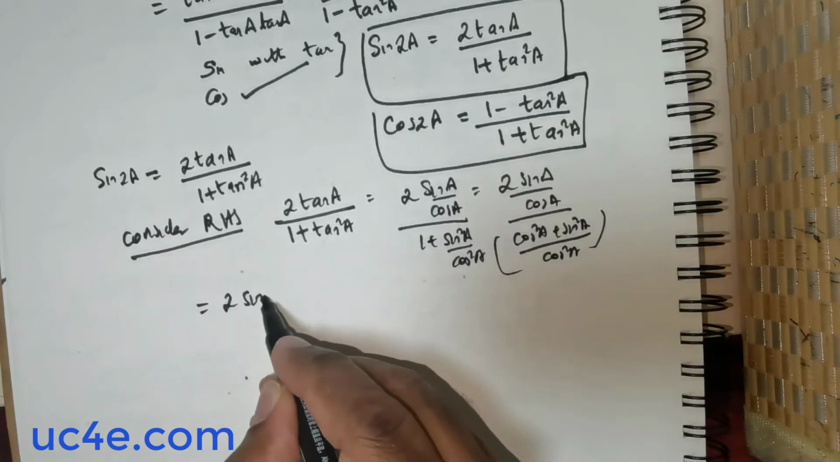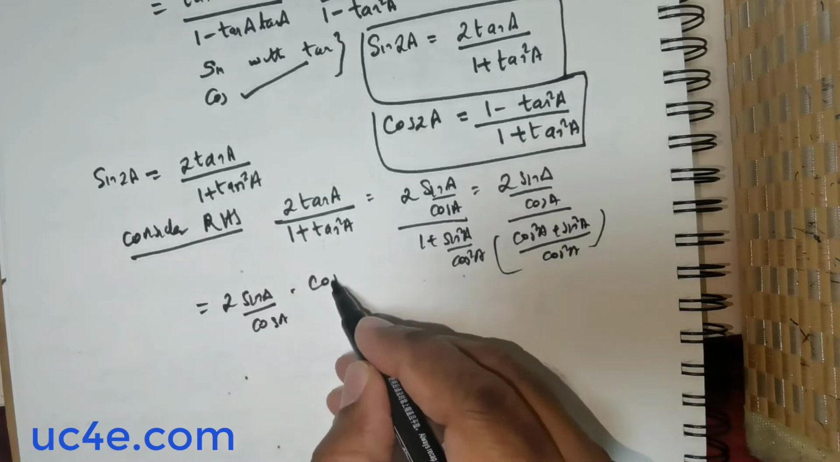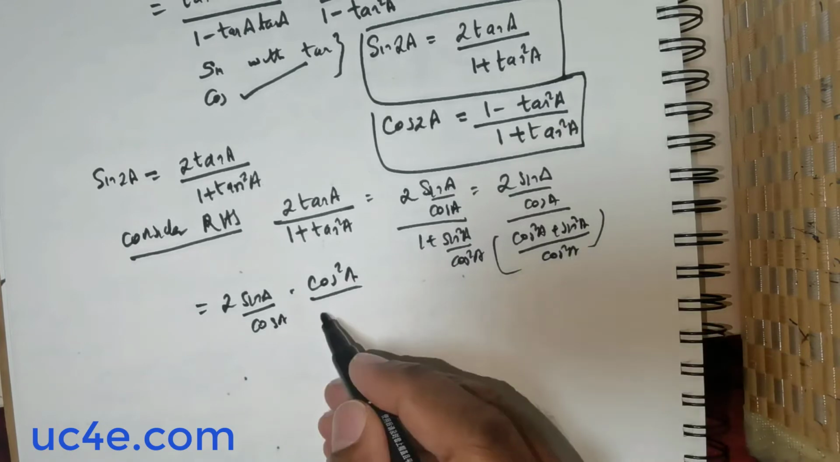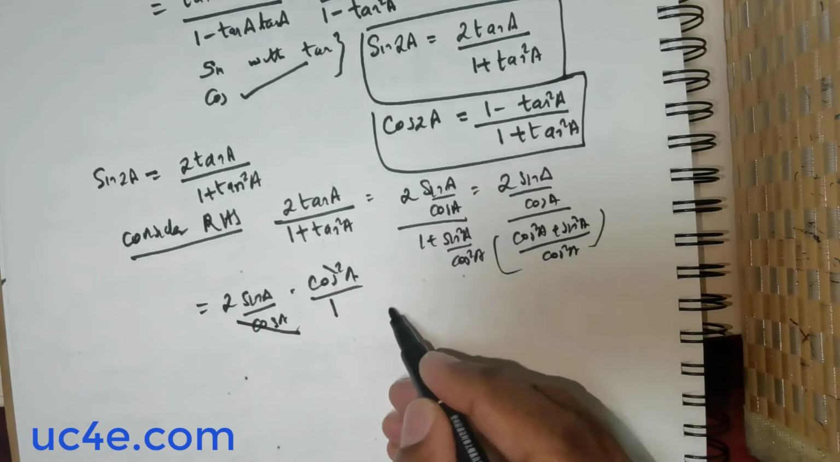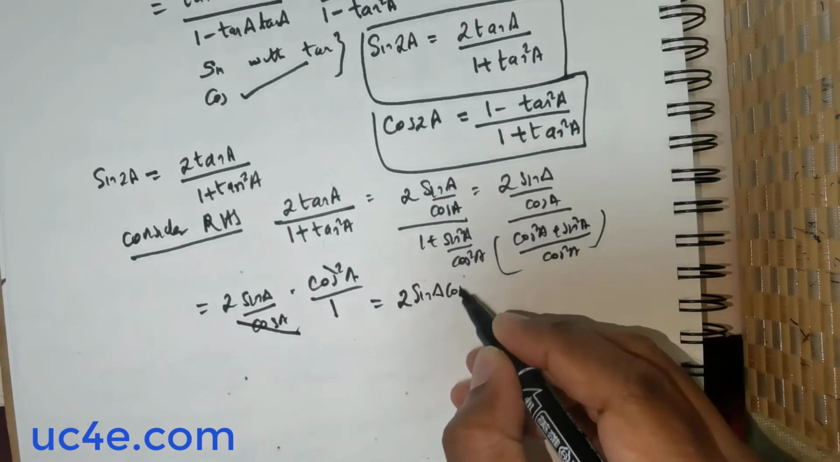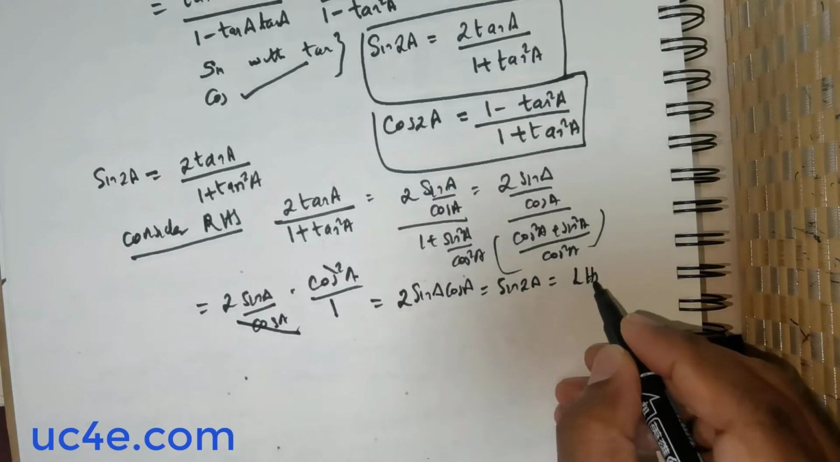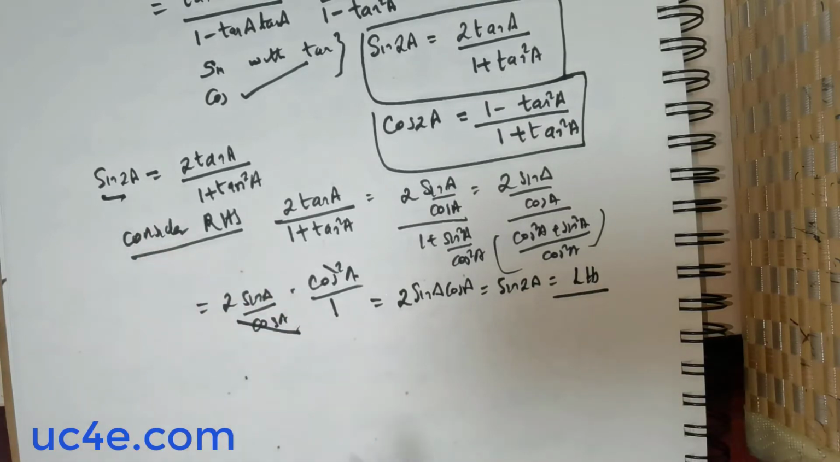This is going to give me 2 times sine a cos a. This is going to be cos squared a. Sine squared positive cos squared is 1. A cos and a cos gets cancelled, giving me 2 times sine a cos a, which is equal to sine 2a, which is nothing but the left hand side, right? So we have proved that.